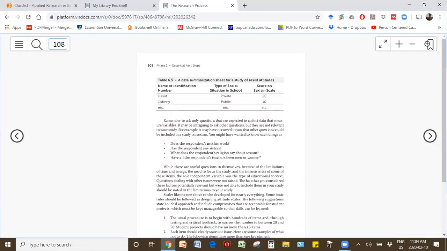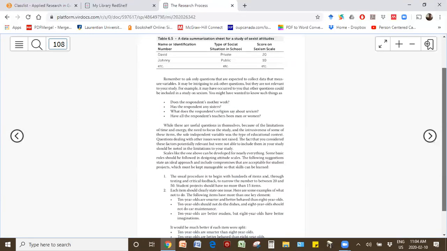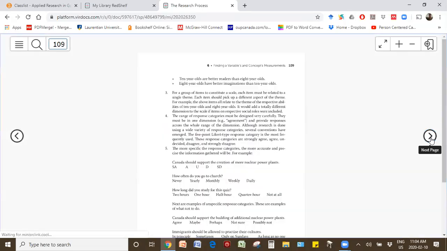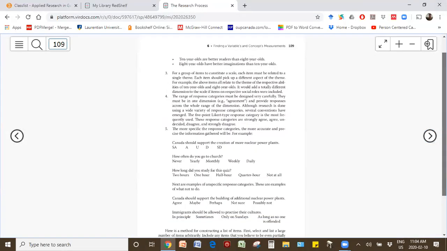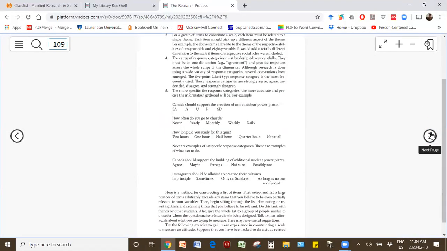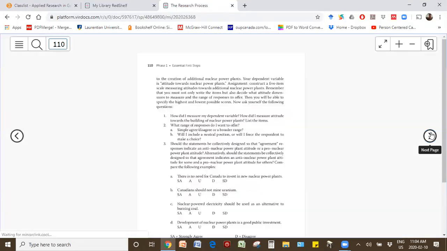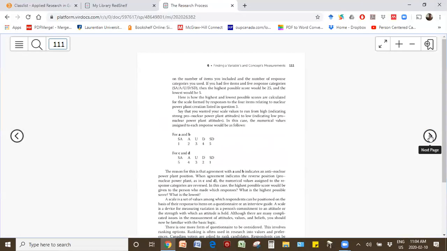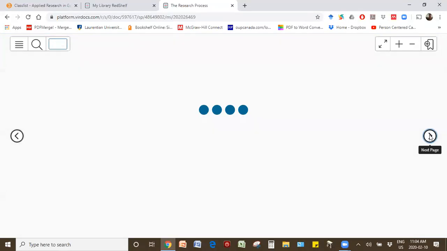I think we covered everything. I'm just making sure we didn't miss anything. I think you understand how the scales work, and I think you all understand the reversal of the scale. There is a section talking about the creation of strong questions and weak questions. I'm going to let you read that because it's pretty straightforward.